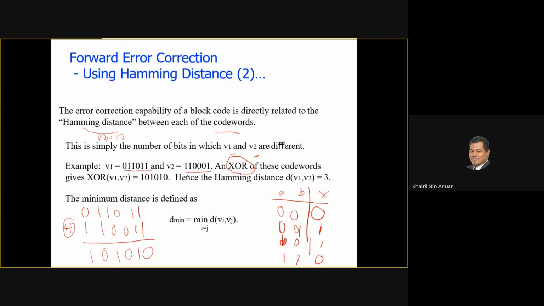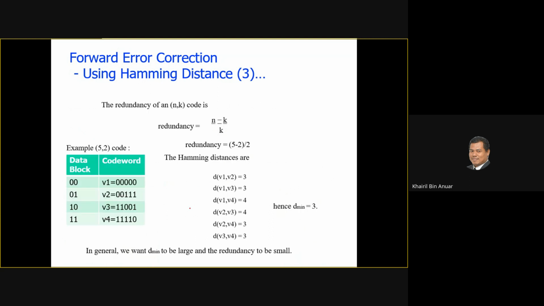So how did they get it? They sum these numbers. So you have 1 bit, 2 bits, and 3 bits. So you have the distance of 3. So you want to find the minimum. The next slide shows you.